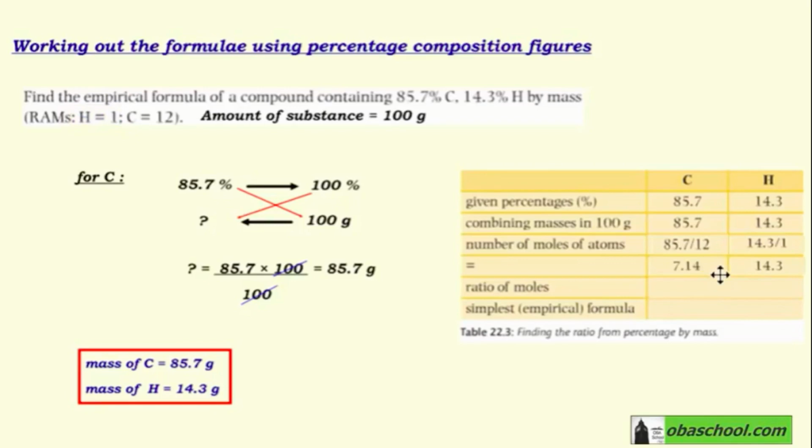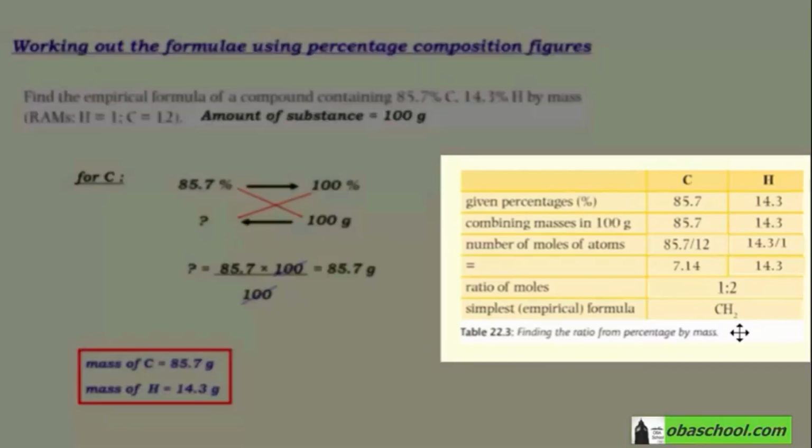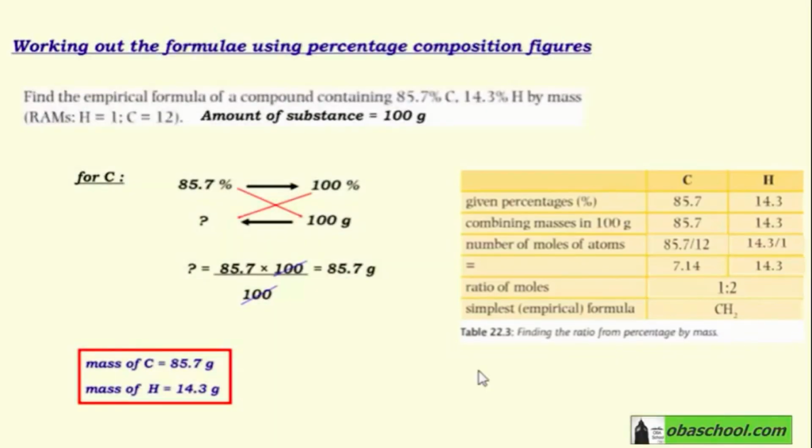As you can see here, 14.3 is double 7.14. So the ratio is 1 to 2. Meaning for 1 atom of carbon, I have 2 atoms of hydrogen. So the empirical formula is C1H2. 1 atom of carbon and 2 atoms of hydrogen.